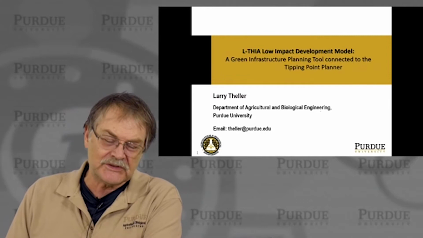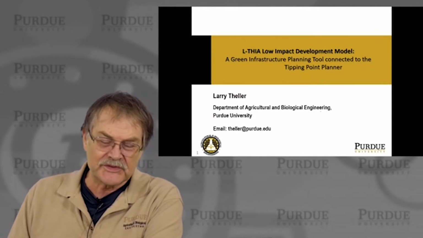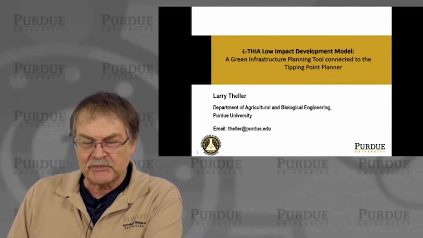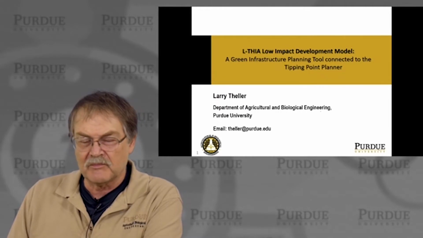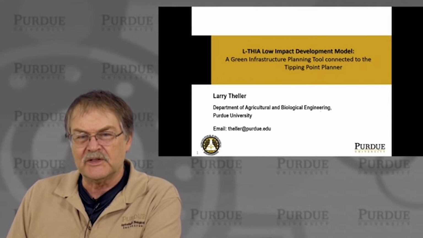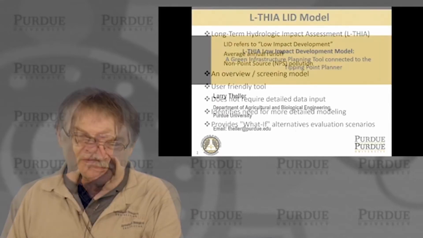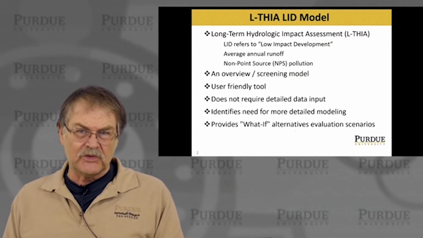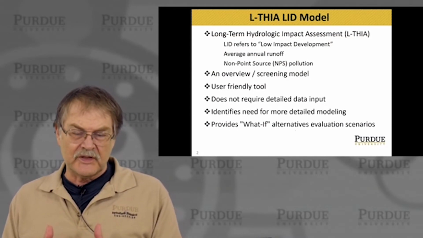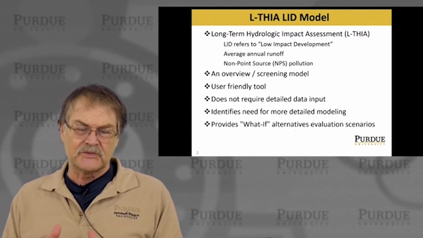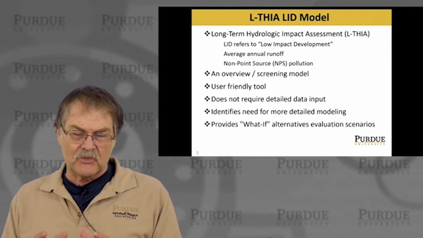I'm a GIS specialist with the Purdue University Department of Agricultural and Biological Engineering. I'm one of the project managers on a model that we've developed and that we have connected to the Tipping Points planning system. The point of the model, long-term hydrologic impact, would be to look at the impact over many years of changing land use, seeing how much water goes in the soil from the land use.